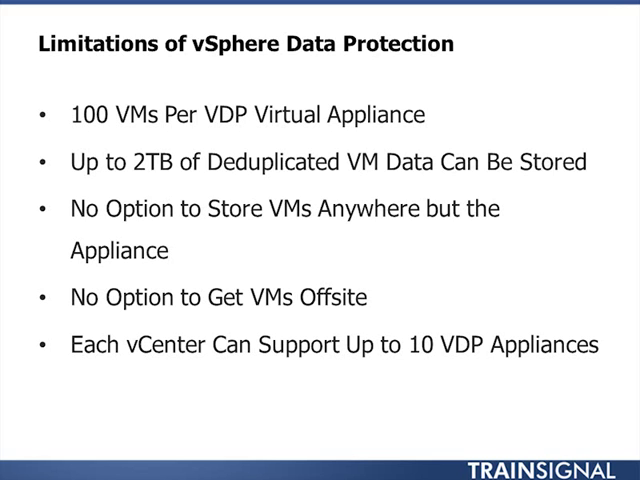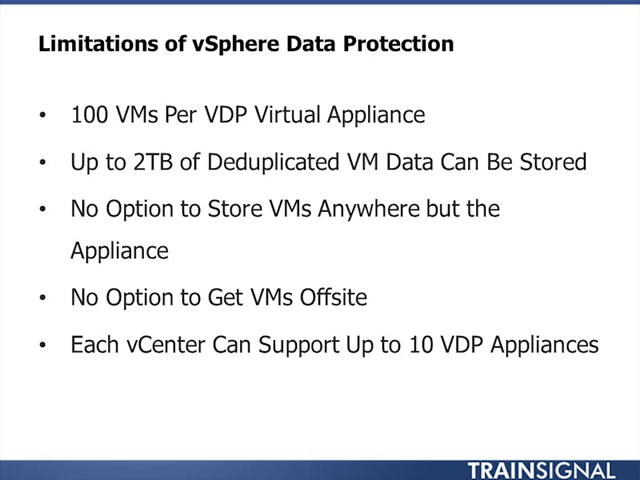For example, the first one is that you can only back up to 100 virtual machines per VDP virtual appliance. So if each vCenter server can support up to 10 VDP appliances, and you can back up 100 virtual machines per appliance, then you have a limitation of 1,000 virtual machines per vCenter server. However, once you go past a single VDP virtual appliance, then you're going to have to manage each one of those VDP appliances and the backup jobs inside individually. So that would actually, in my opinion, create a huge management headache to have multiple VDP virtual appliances.